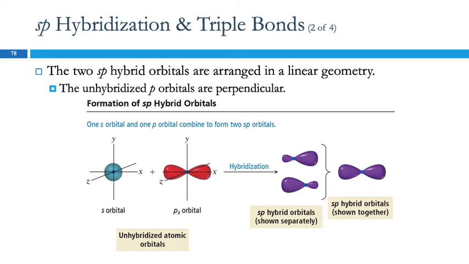Where are the unhybridized p orbitals? Well, we're using the one along the x-axis to hybridize, and so this is going to be along the x-axis. The unhybridized ones, there's going to be one along the y-axis, so there's going to be one going up and down, and one along the z-axis, which is in and out of the screen.